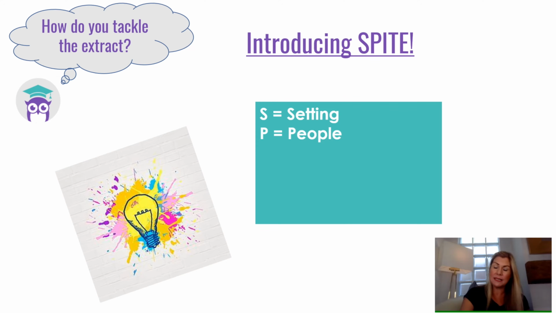The P stands for people. Now, obviously in a fiction context, what we really mean by people is characters, don't we? So we're basically thinking, well, what are the characters like? How do they feel? How do they speak? How do they act? And again, how is it relevant to that topic of the question?